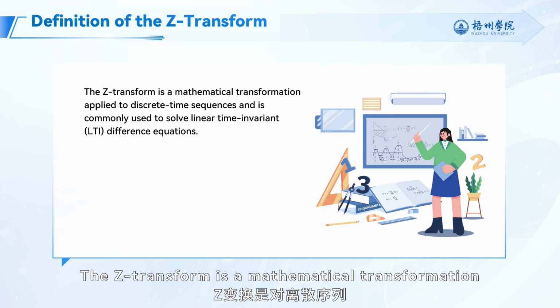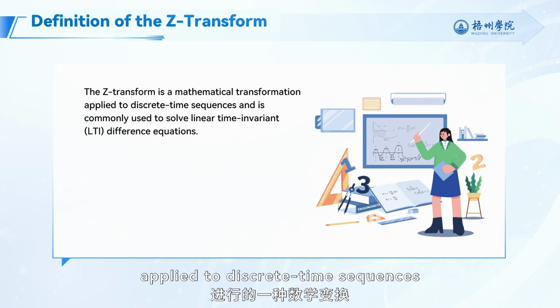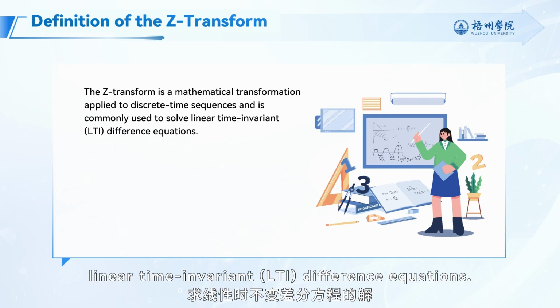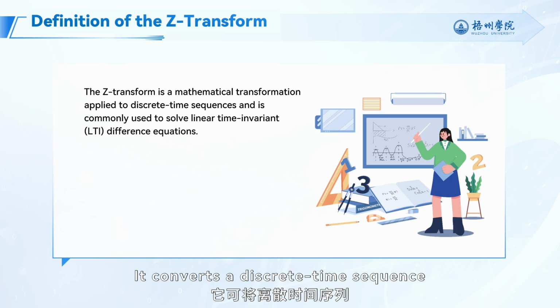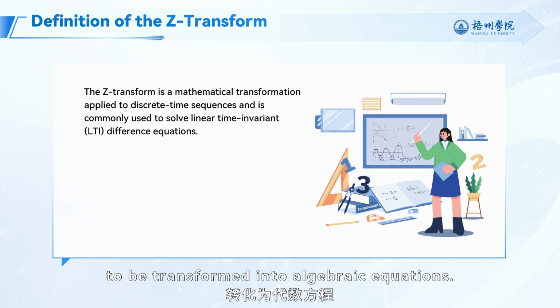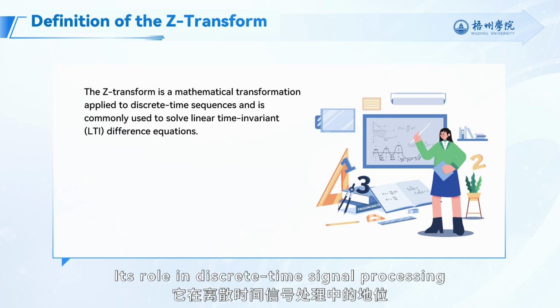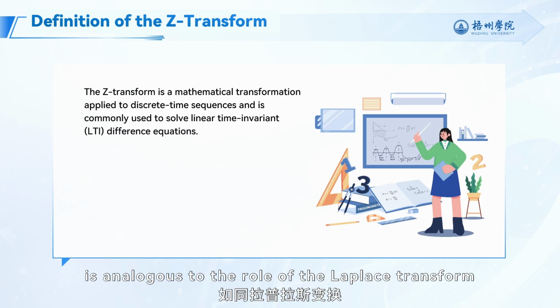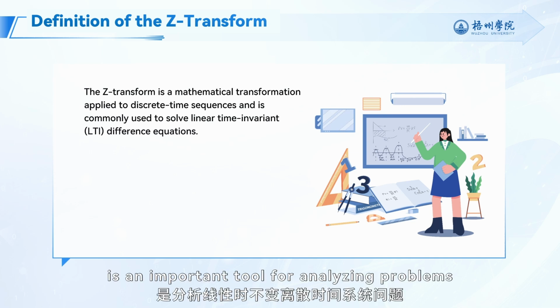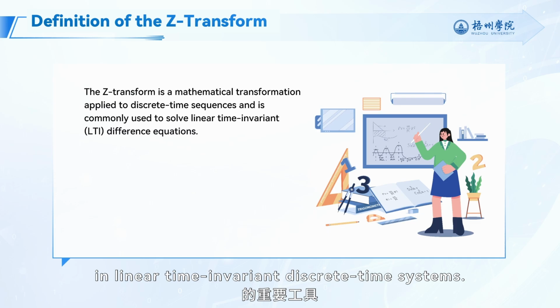The Z-transform is a mathematical transformation applied to discrete time sequences and is commonly used to solve linear time invariant (LTI) difference equations. It converts a discrete time sequence into an expression in the complex frequency domain, allowing difference equations to be transformed into algebraic equations. Its role in discrete time signal processing is analogous to the role of the Laplace transform in continuous time signal processing. The Z-transform is an important tool for analyzing problems in linear time invariant discrete time systems.